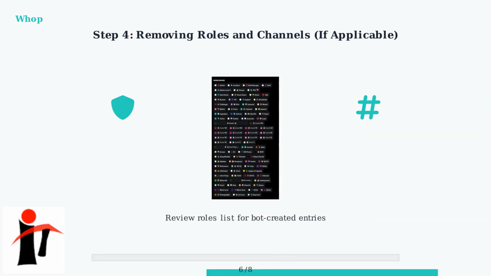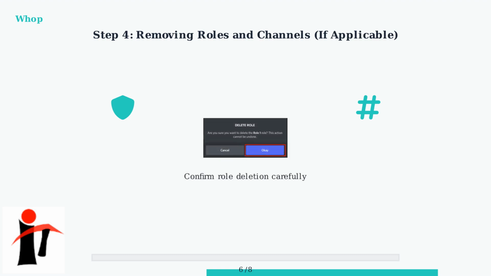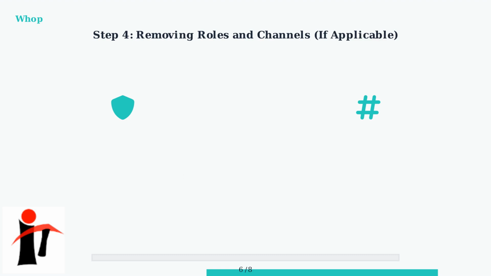To remove roles, navigate to the Roles tab in Server Settings. Here you'll see a list of all roles in your server. Look for any roles that were created by the bot you just removed, often indicated by the bot's name or specific permissions. When you find a bot-related role, click on it to edit, then use the Delete Role button. Confirm the deletion in the pop-up that appears, as this action cannot be undone.